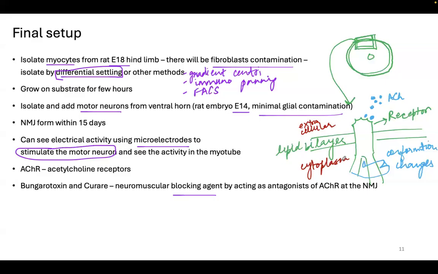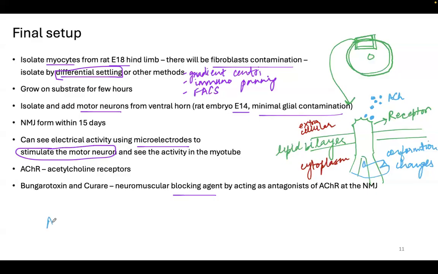Now, when there is a blocking agent, two names were discussed: bungarotoxin and curare. They look very similar to acetylcholine. They can bind to the receptor, but they do not introduce these conformational changes.